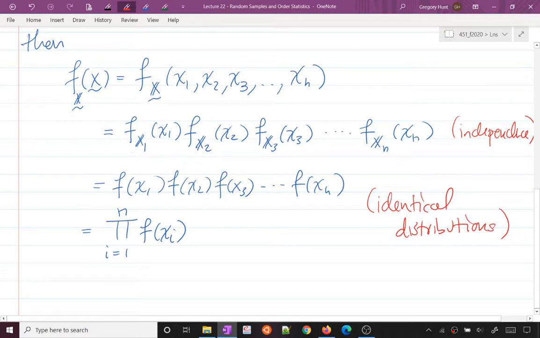And so this is a super useful fundamental fact about random samples: the joint distribution is just the product of the marginals. They all have the same marginal distribution, evaluated at each of the little x of i's.